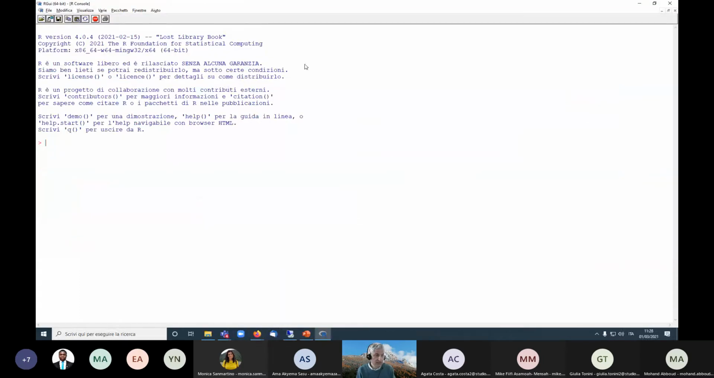So what commands R understands? First of all, you can make simple computations, 2 + 2.